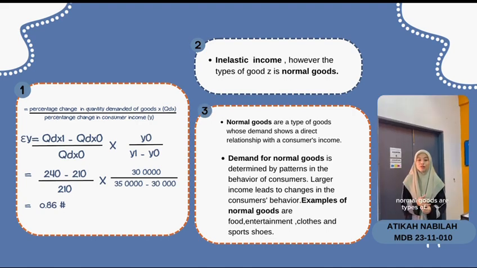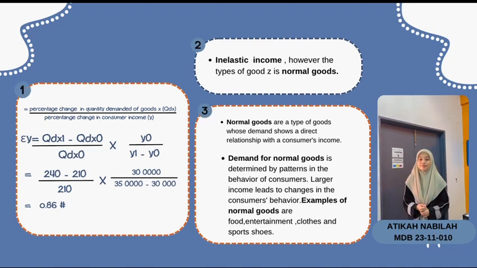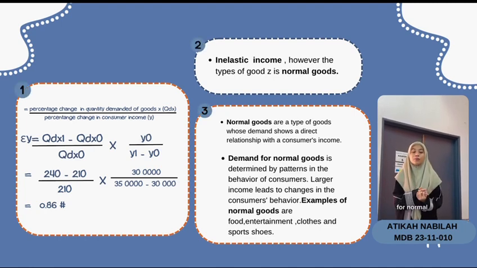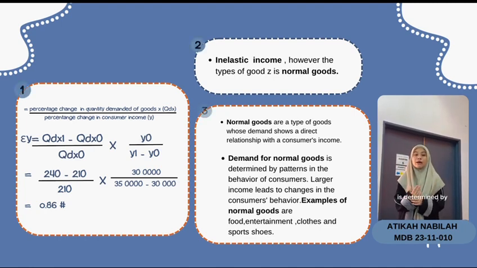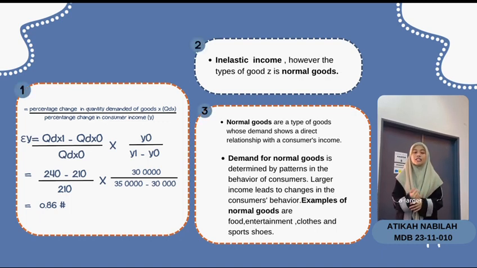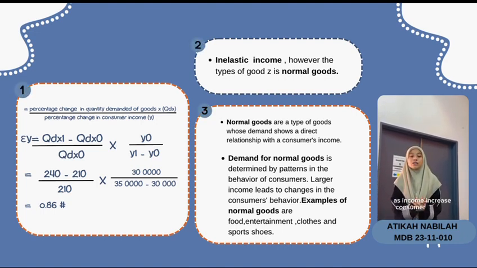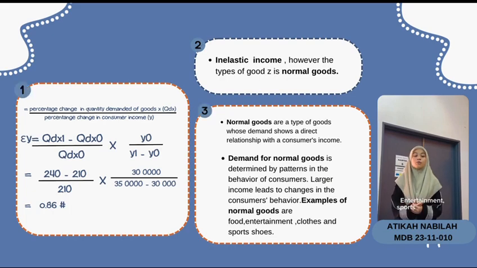Normal goods are types of goods whose demand shows a direct relationship with consumer income. This means that demand for normal goods increases with an increase in consumer income or expansion of the economy. Not only that, demand for normal goods is determined by patterns in the behavior of consumers. A larger income leads to change in consumer behavior. As income increases, consumers may be able to afford goods that were not previously available to them. Examples of normal goods are food, entertainment, sport shoes, and clothes.